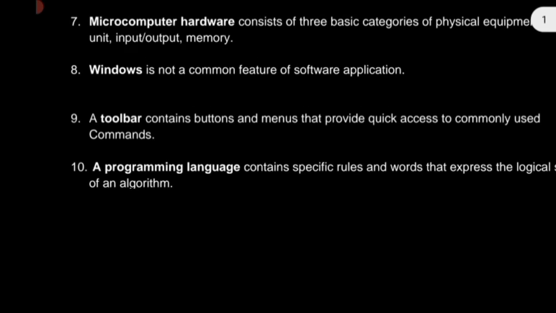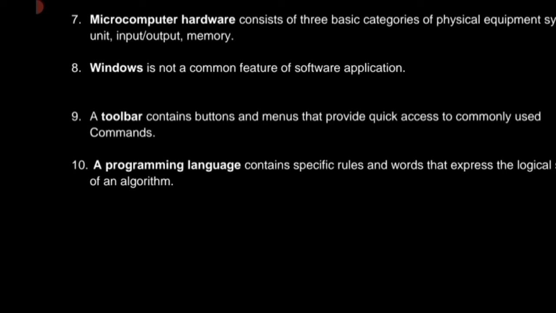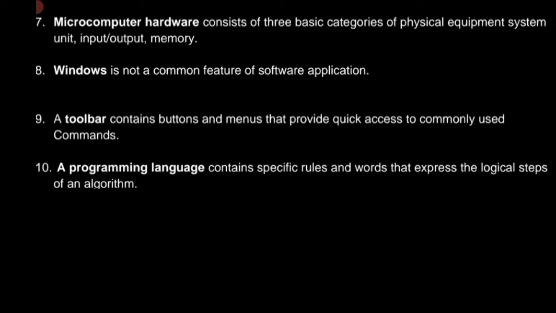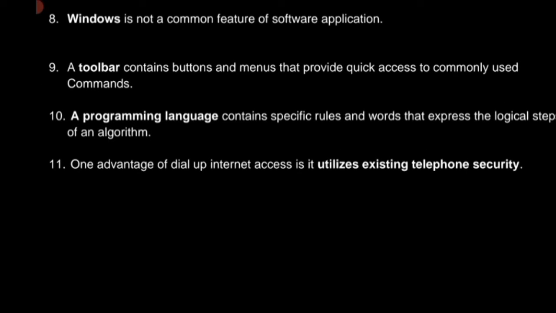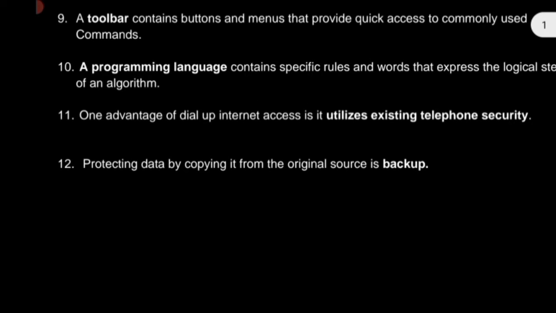Point number 7 is microcomputer hardware consists of three basic categories of physical equipment: system unit, input, output, memory. 8 point is Windows is not a common feature of software application. 9 point is a toolbar contains buttons and menus that provide quick access to commonly used commands.